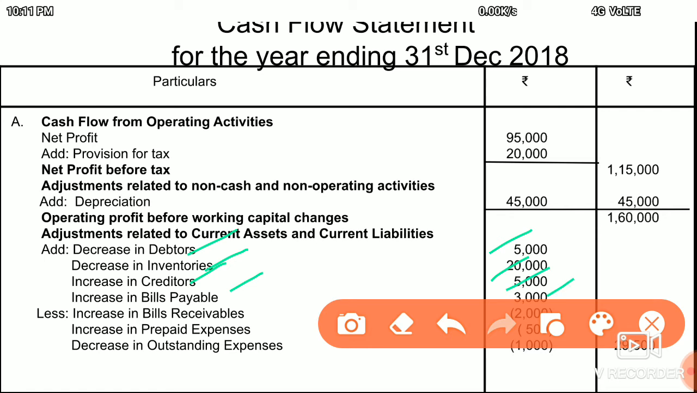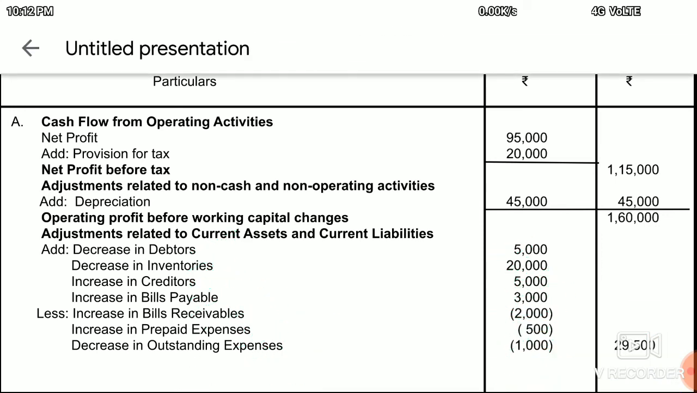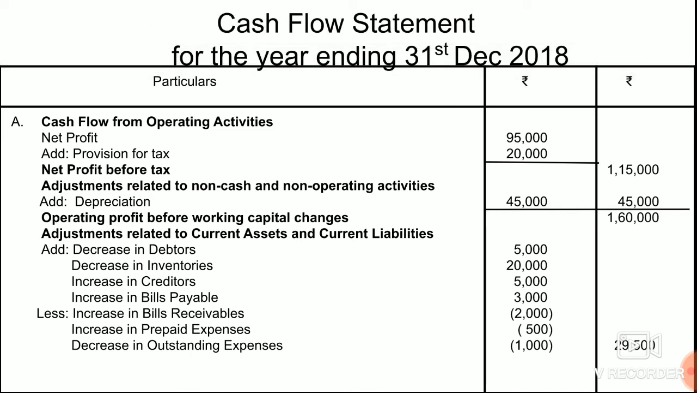And then the items to be deducted, which will be shown as outflow of cash, will be increase in bills receivable, increase in prepaid expenses, decrease in outstanding expenses, that is 2,000, then 500, then 1,000. After all the calculation, the final amount that we will get will be 29,500 as an inflow of cash after the net amount is calculated related to current assets and current liabilities. So the balance will be 29,500.